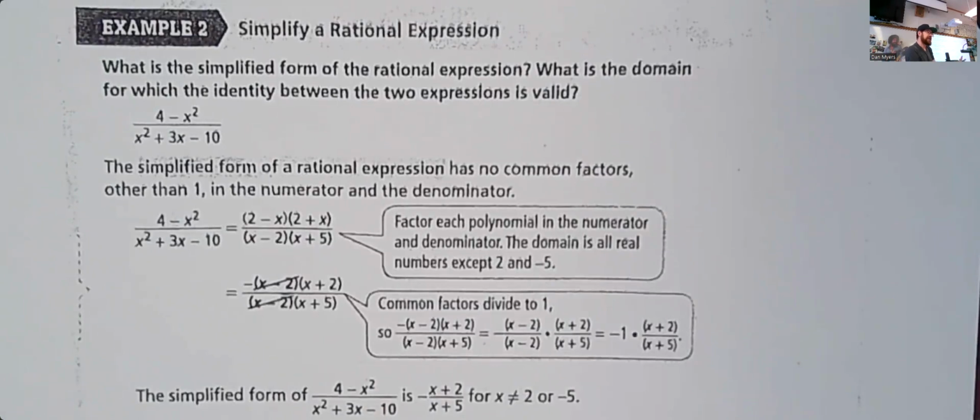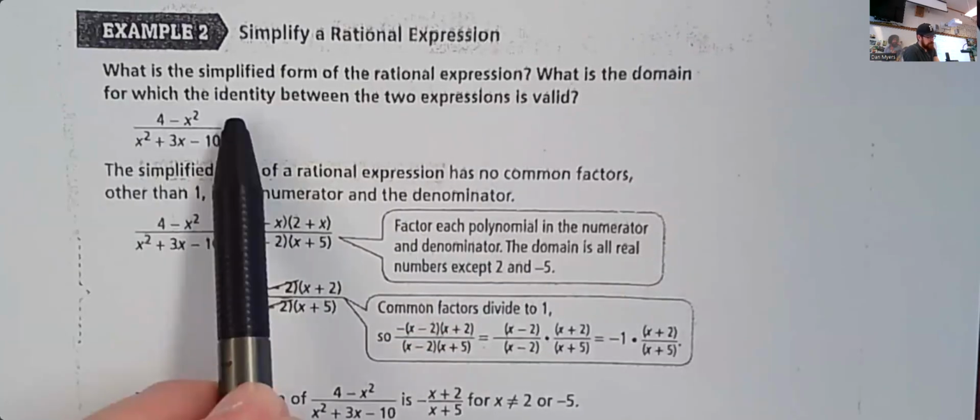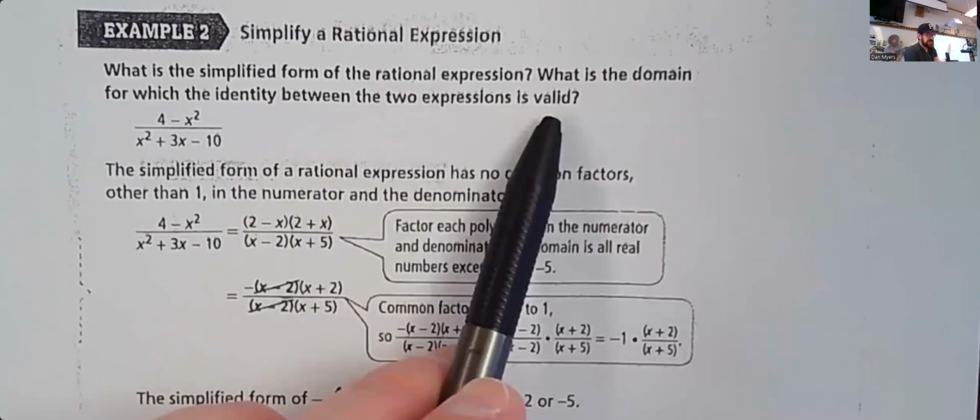factored, you factor it. And then if you have the same things multiplied together on the numerator and the denominator, you can cancel those things out just like you would a regular number. So what is the simplified form of the rational expression? What is the domain for which the identity between the two expressions is valid?